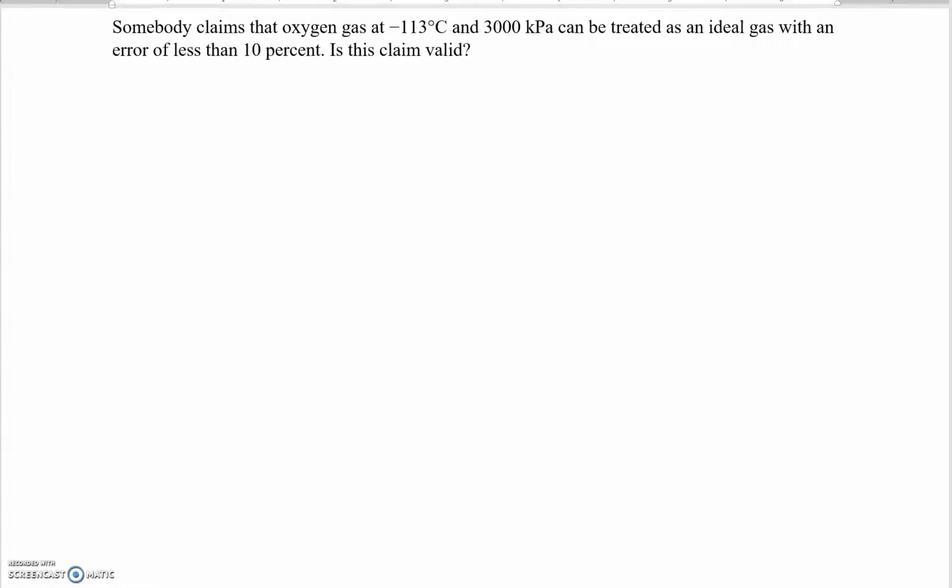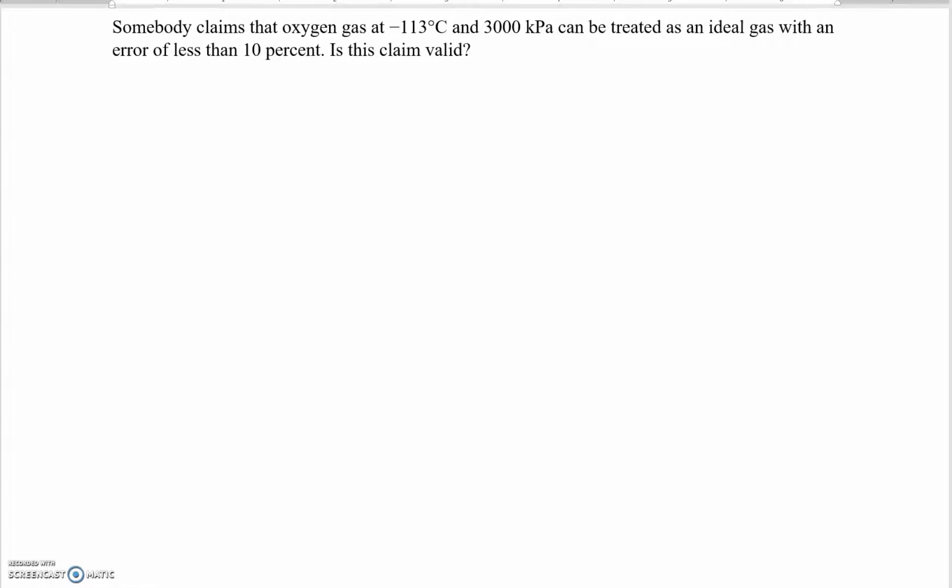Is this claim valid? Remember that the ideal gas is different from the real gas, and when you want to consider it a real gas, you have to use the z factor, which accounts for the deviation from the ideal gas assumption. So what you need to do here is calculate the z factor and see if it is close to 1. If it's close to 1, then probably the claim is correct, but if it's not close to 1, then the claim is not valid. Alright, so let's see how we should do this.